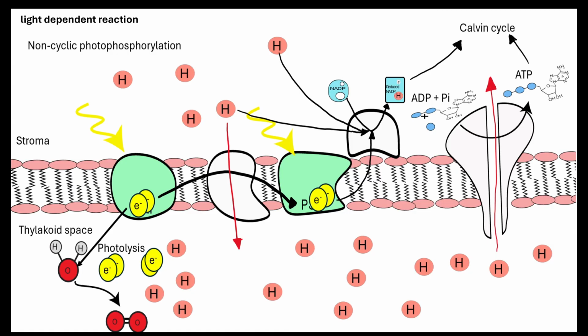Now that accumulation of hydrogen ions is going to move through ATP synthase by chemiosmosis, and that is going to provide the necessary energy to form ATP. So ATP and reduced NADP are products of the light dependent reaction, and to replace the electrons that were donated from photosystem 2 to photosystem 1 we require photolysis to occur, the splitting of water, so that those electrons can be taken back into photosystem 2. So therefore it's also producing oxygen as a waste product.